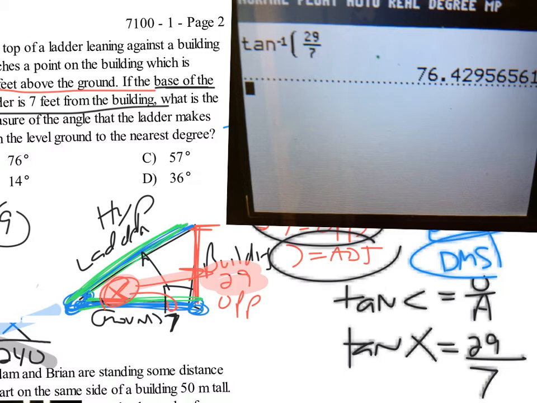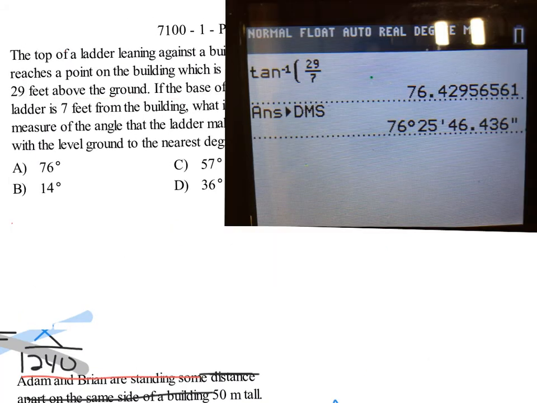So here it looks like my answer is 76.4-ish. And now I'm going to press second and apps and option 4 to DMS the answer. Anytime we find an angle, we always round to the nearest minute. So here I have 76 degrees, 25 minutes, 46.4 seconds. And my rule is going to be to look at my seconds. And if it's 30 or more, I always round up. So if this was a test, my answer would be 76 degrees and 26 minutes.